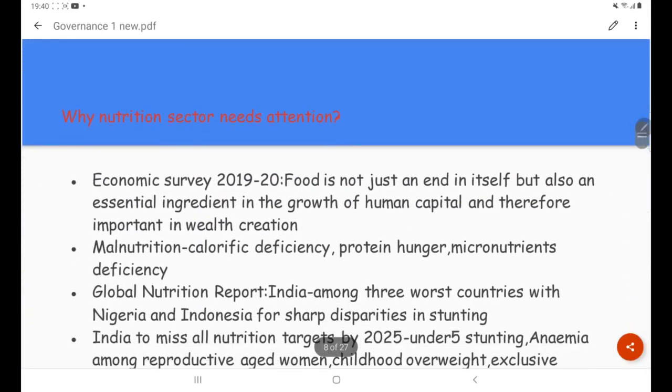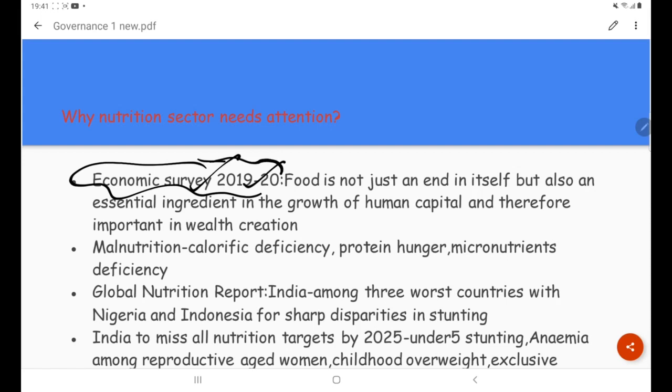Now, why the nutrition sector? One by one we can take the sectors. Why does the nutrition sector become important? Instead of giving simple definitions, in the introduction part you can use economic survey data or some report data. If you give it like that, your introduction is going to look very attractive.